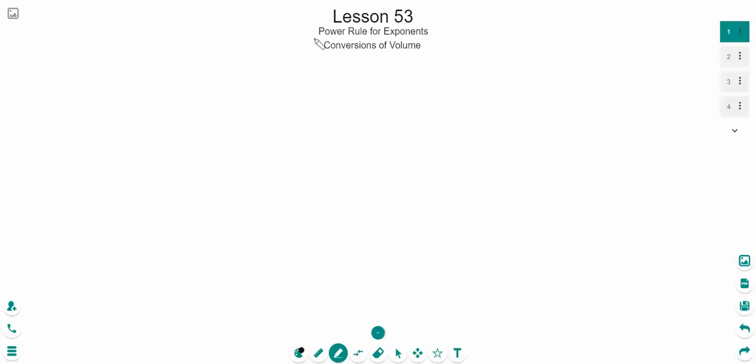So today we're going to be talking about power rule for exponents and conversions of volume. So this lesson shouldn't be too bad for you. There's really just two concepts that we're looking at. Conversions of volume, you'll find, are very intuitive, and we're not really learning anything too new in that one. So that should be an easy part of the lesson. The first part is just kind of an extension to what we already know in regard to exponents. So it should be pretty straightforward today.